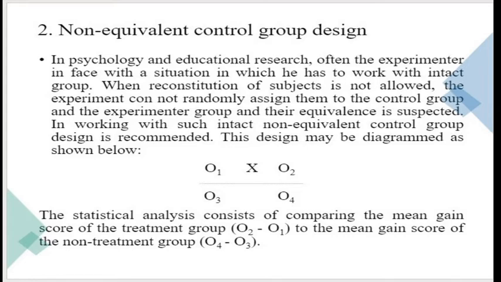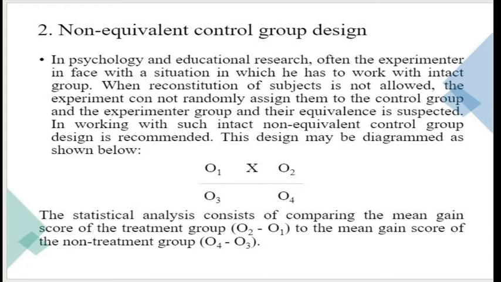The above design is similar to the pre-test, post-test control group design, except that it does not bear the subscribed randomization. This means that there is no random assignment of students to the experimental and control condition, which occurs in the case of the pre-test, post-test control group design.